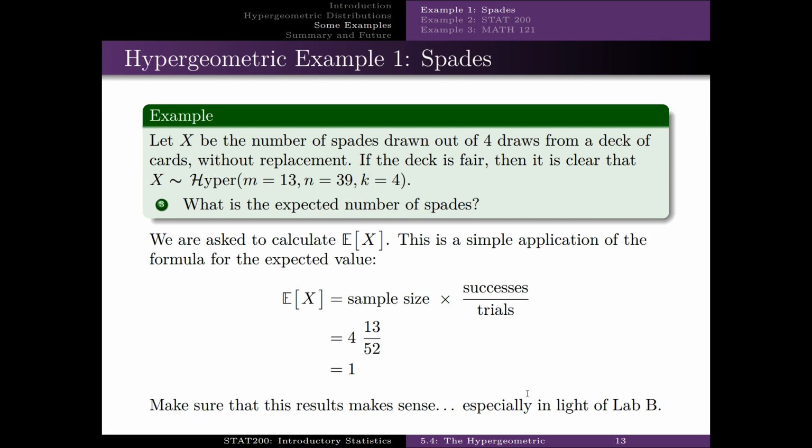What's the expected number of spades? Sample size times successes over trials. So the expected number of spades is going to be 1. Make sure this result makes sense, especially thinking about lab B. A quarter of the deck is spades. I draw 4, so I'd expect 1.